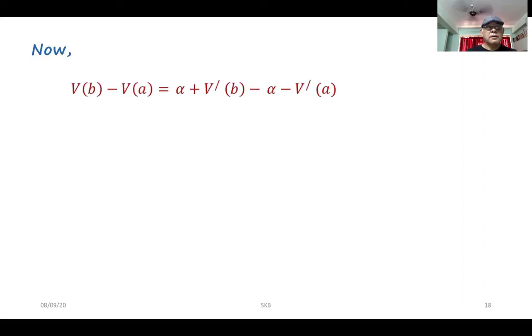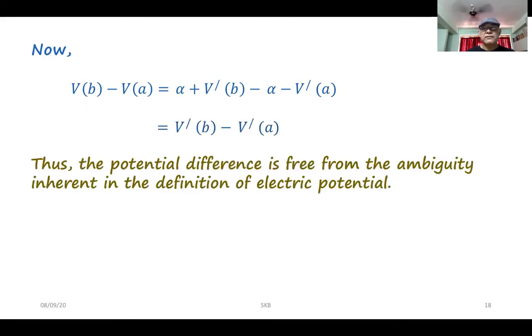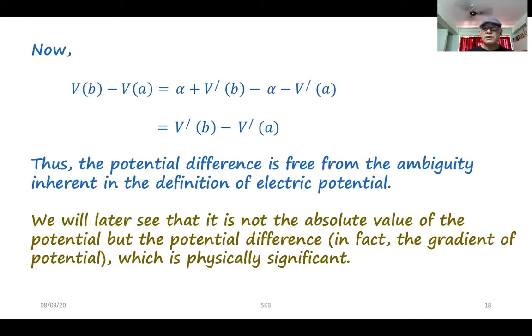Now, V at B minus V at A is equal to alpha plus V dash B minus alpha minus V dash A, equal to V dash B minus V dash A. Thus, the potential difference is free from the ambiguity inherent in the definition of electric potential. We'll later see that it is not the absolute value of the potential, but a potential difference, in fact the gradient of potential, which is physically significant.